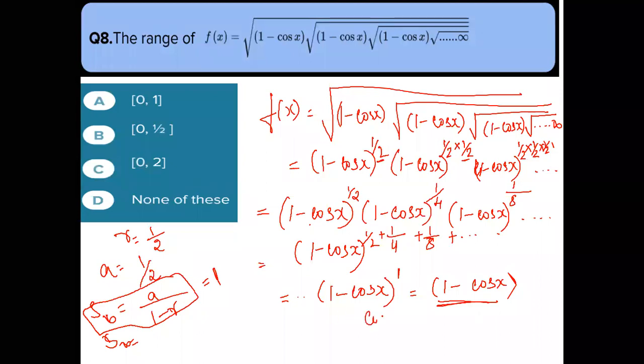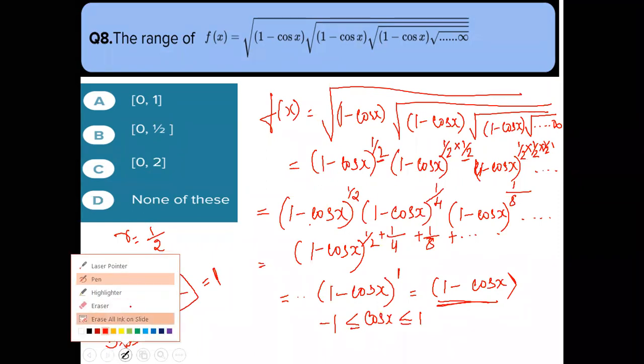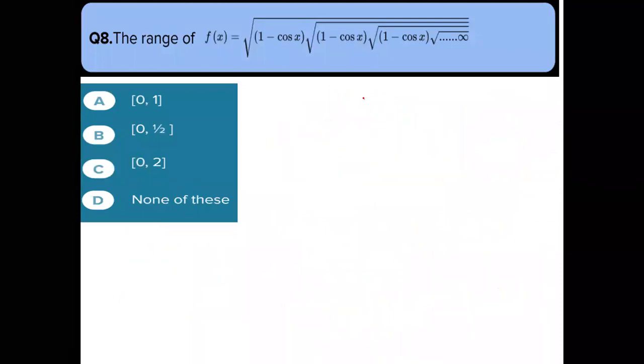So we know the range of cos x. What is the range of cos x? As you have told, it is minus 1 to 1, correct? It lies between minus 1 and 1. Then what is the range of 1 minus cos x?